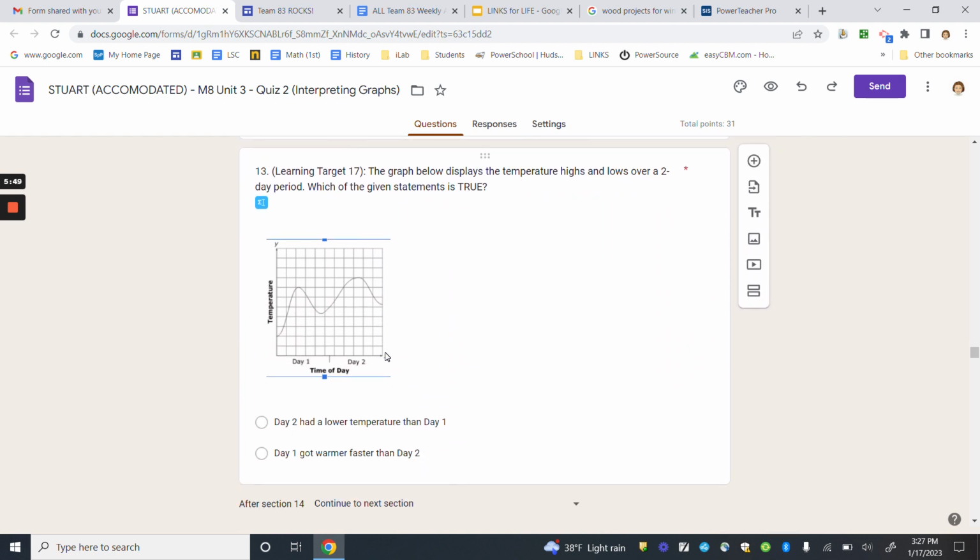Number 13. The graph below displays the temperature highs and lows over a 2-day period. Which of the given statements is true? So you have temperature and time. Is day 2 had a lower temperature than day 1, or day 1 got warmer faster than day 2?